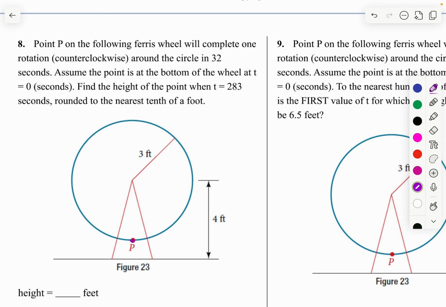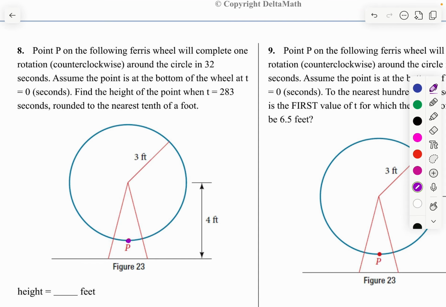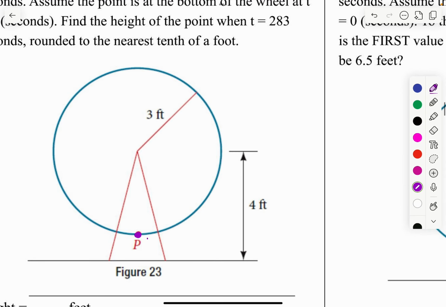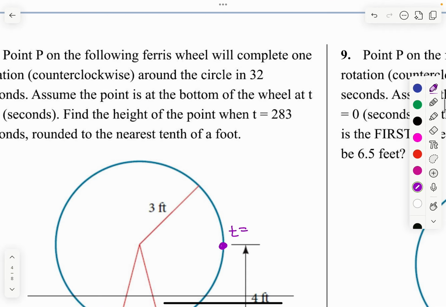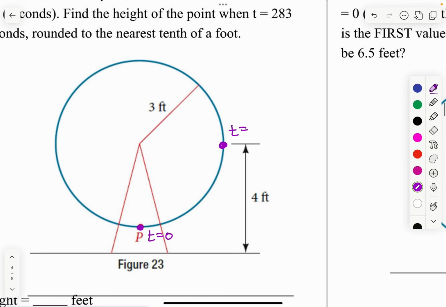Okay, well, a couple of things we can label right off the bat. It's going at a constant rate, it doesn't say that, but that's implied. So that means we know that if this is at time 0, then by symmetry, this would have to be a fourth of the way around in a fourth of the amount of time it takes to do a full cycle. So that would be 32 divided by 4 would be 8 seconds. And then it's at the top.